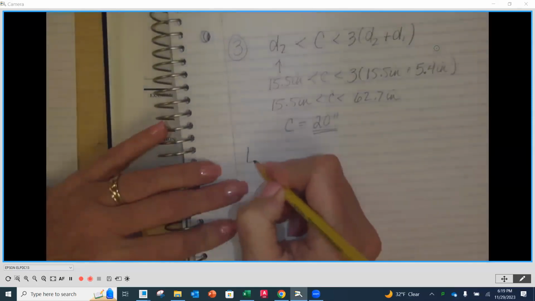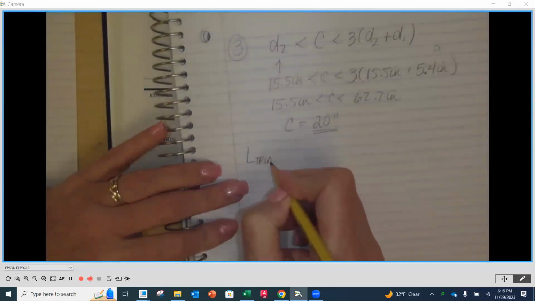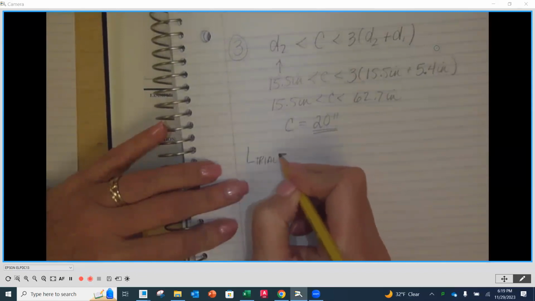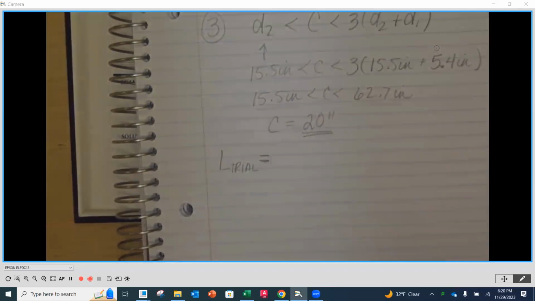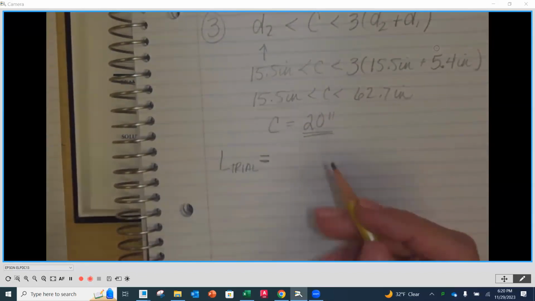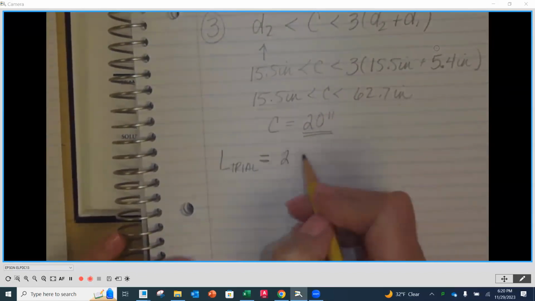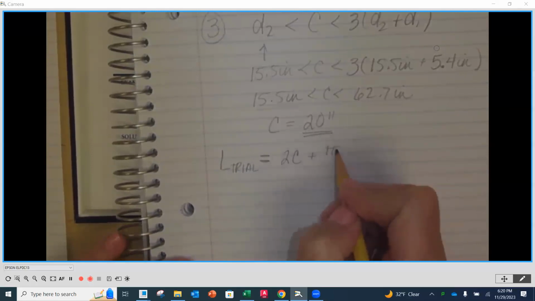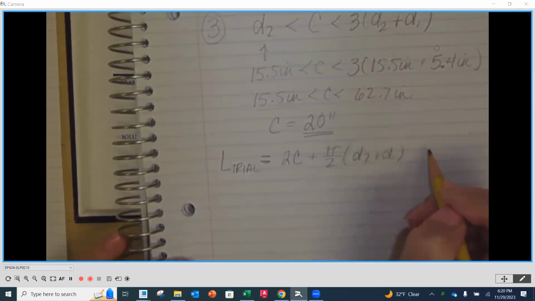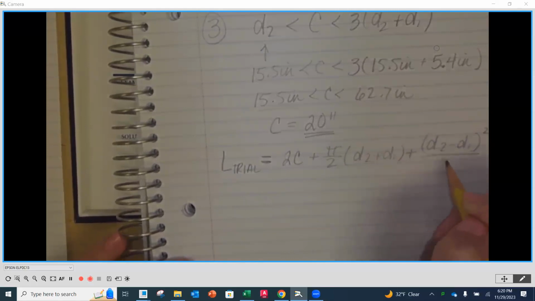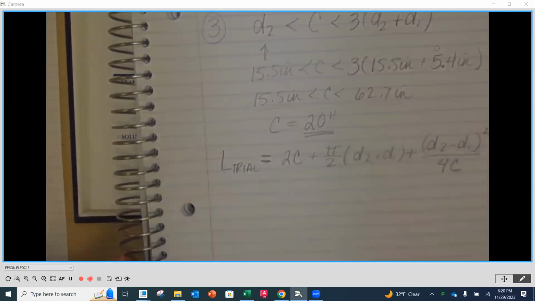So this is going to be L, and I'm going to call this trial because this isn't going to end up being our actual length. It's just going to be based on us wanting this to be around 20. So it's 2 times C plus pi over 2 times D2 plus D1, plus D2 minus D1 squared on top, divided by 4C.